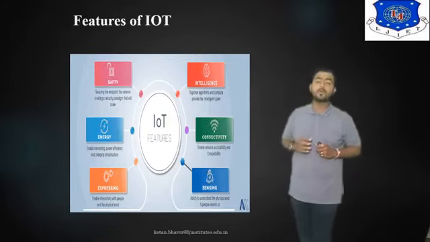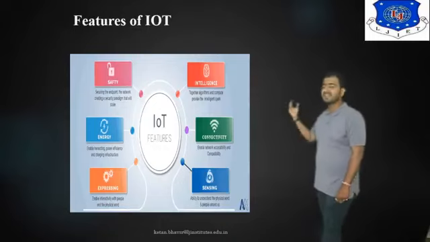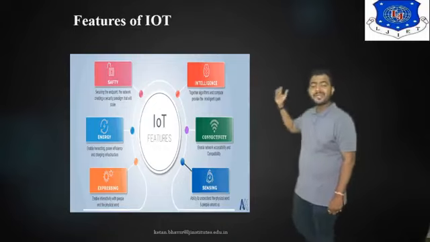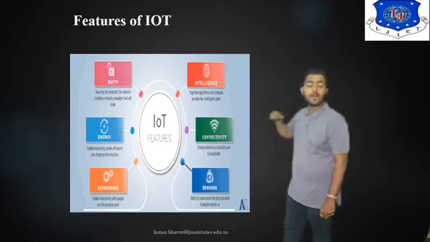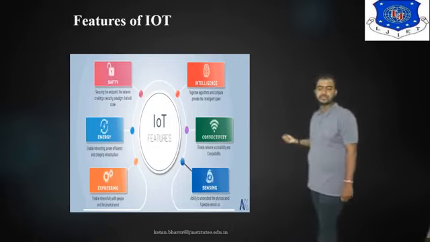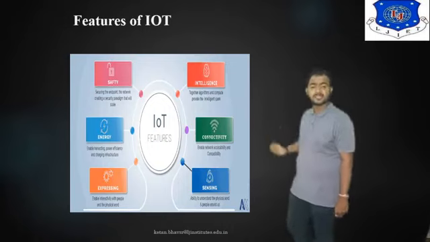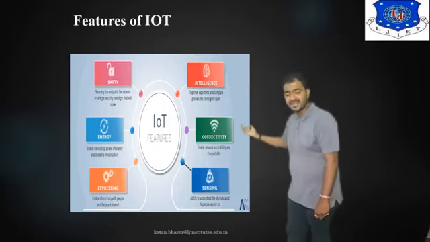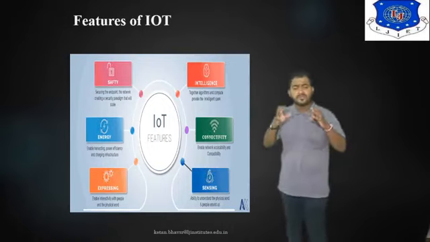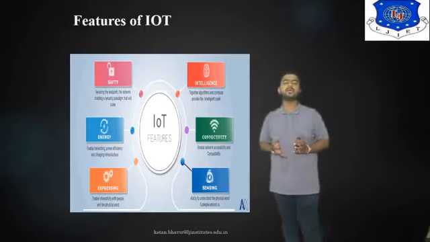It provides you a safe environment. It provides the intelligence of the system. It provides the connectivity to the system. It provides the sensing ability to the system. It saves your expenses. It saves your energy. These are the few features for which we use IoT.